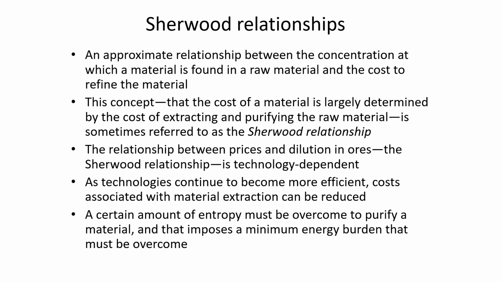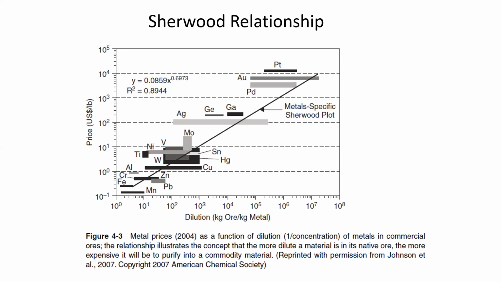So the Sherwood relationship is technology dependent, sometimes referred to as cost of material, largely determined by the cost of extraction. In this Sherwood relationship, you see the metal price as a function of dilution of the material in commercial ore. If you look at the price, platinum, gold, palladium, gallium, silver are quite high as compared to iron, chromium, aluminum, and all that.